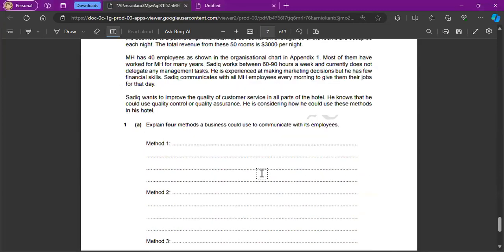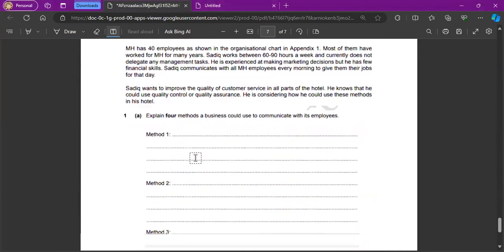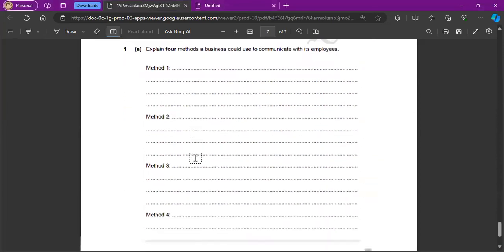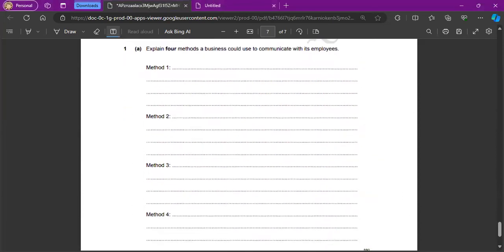Okay, next we have Main Street Hotel. We actually don't need the extract for this question. It's a general question. Explain four methods a business could use to communicate with its employees. So again, you can do anything you want, really. I would probably do, again, telephone, email, notice board, and maybe a face-to-face conversation. So with telephone calls, it's two-way communication, so it allows discussion and explanation.